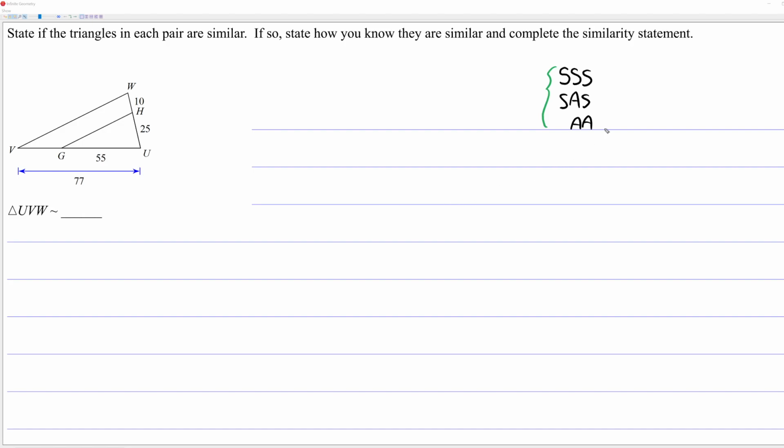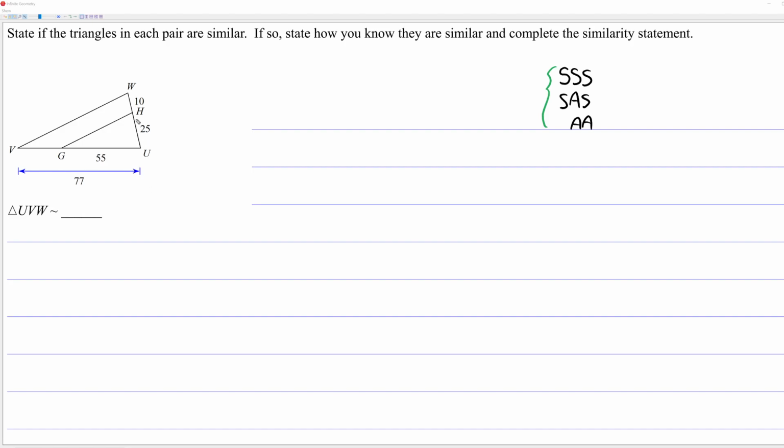The reason AA works is that in a triangle, since there are only three angles, if you have two angle pairs the same, that means the third angle pair has to be the same. So you have two triangles where all three angle pairs are congruent. That means the triangles are similar.